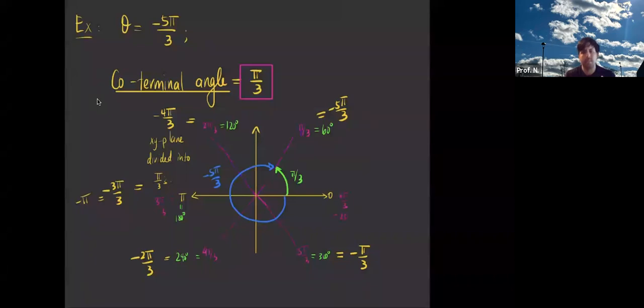Make sense? Is this becoming much more understood? It may take some time. So we did that with negative 5 pi over 3. Okay, how about another one here?